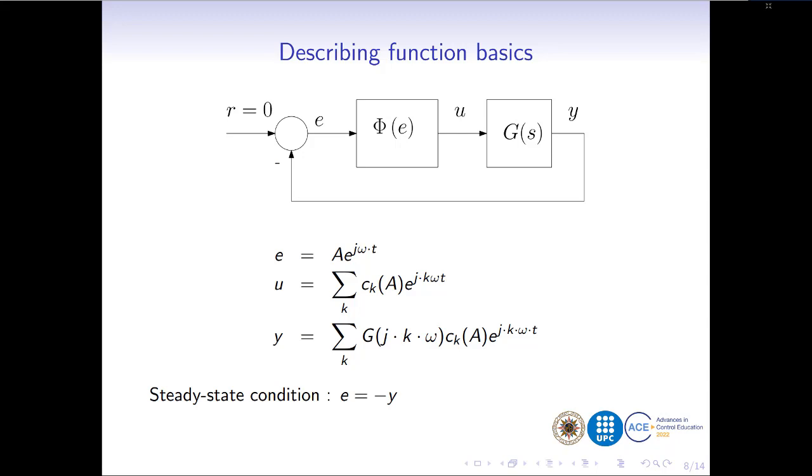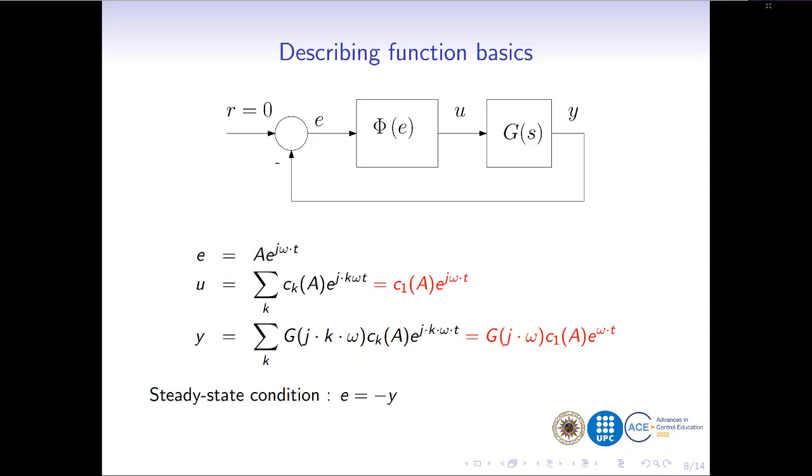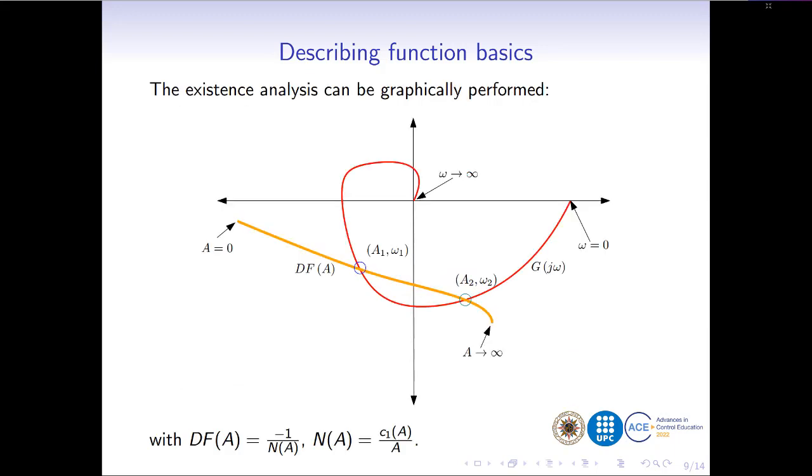As said before, the main hypothesis to formulate the describing function is that the limit cycle can be explained in terms of a single harmonic component. Hence, both the input of the describing function u and the output y can be expressed as shown in red. As in steady state the error equals minus the output, we can obtain this expression, which relates the amplitude A, the transfer function of the linear block, and a complex number C1 that depends on the amplitude A. The existence analysis can then be graphically performed.